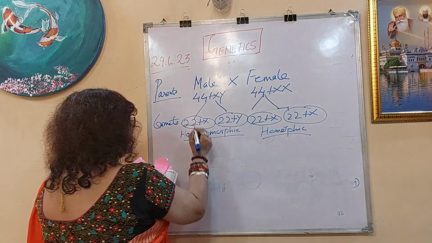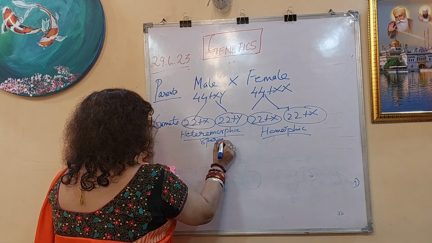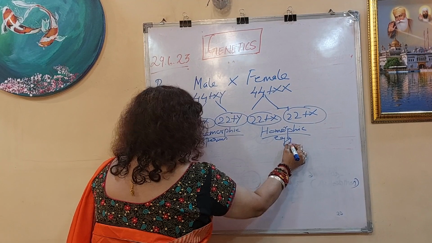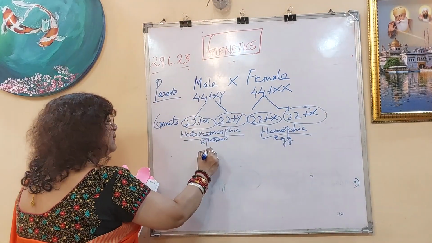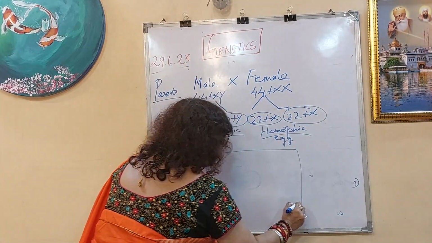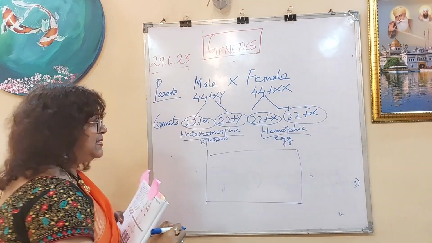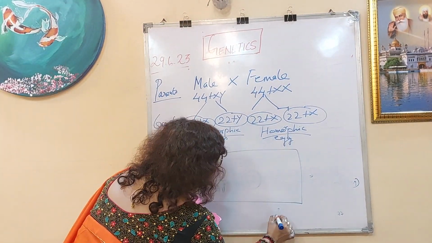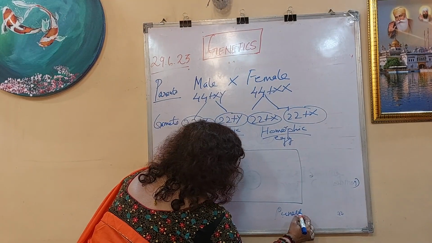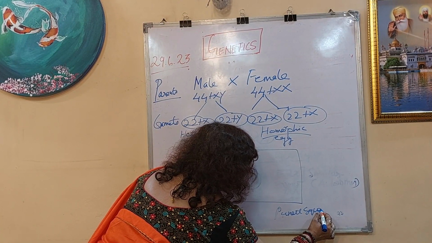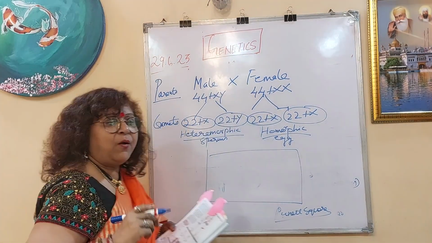Here, these are the sperms and this is the egg. Now what will happen? Now there's one word which is there in your book and this word is not there in CBSE. Punnett square. P-U-N-N-E-T-T. What is a Punnett square?